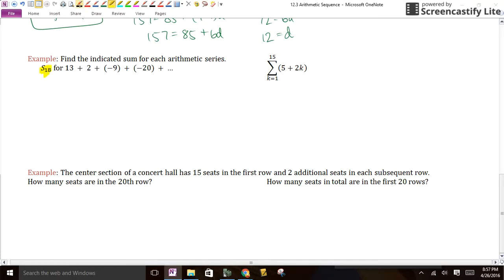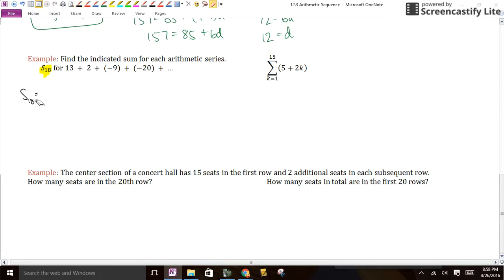Now, you might notice that's bad news because we only have 1, 2, 3, 4 numbers. So we don't even know the 18th number. So how are we going to add them all up? Well, again, you could write out all 18 numbers, or you could use the formula. Now, the formula goes like this.